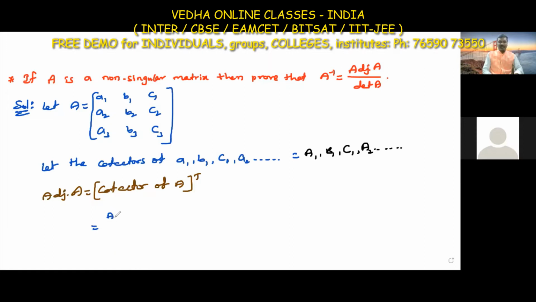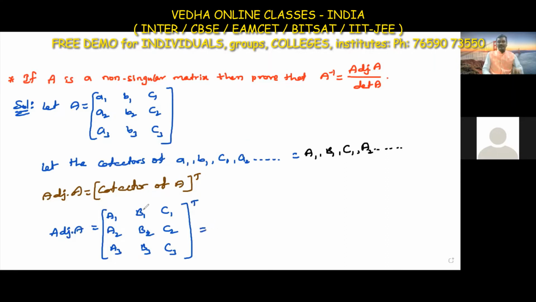Small a1 cofactor capital A1, small b1 cofactor capital B1, small c1 cofactor capital C1. Like that, capital A2, capital B2, capital C2 and capital A3, capital B3 and capital C3. All these are the cofactors and this is a cofactor matrix. This is adjoint A, and it is a transpose.